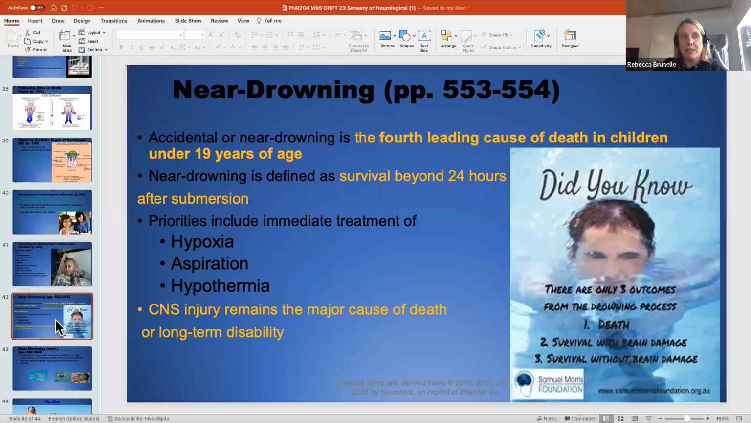So the last thing that we're going to talk about in this section is drowning or near drowning. Near drowning is the fourth leading cause of death in children under 19. And near drowning is defined as survival beyond 24 hours. So after a submersion, the things you're focused on are hypoxia or lack of oxygen, aspiration with damage to the lungs, irritation of the lungs, and then hypothermia or their body not being able to maintain their temperature. And the main thing that you worry about if they survive the drowning is CNS injury long term.